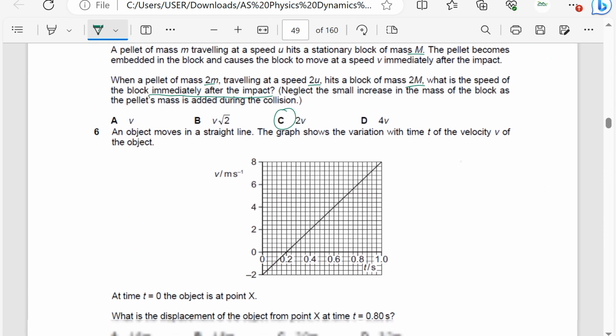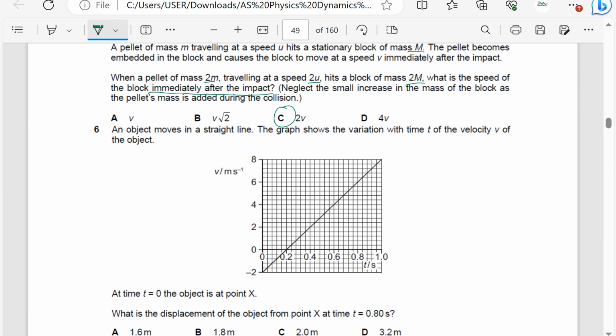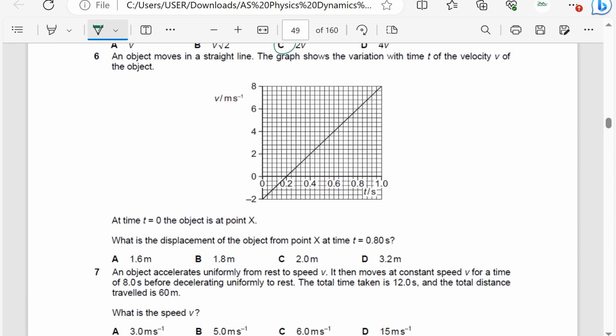An object moves in a straight line. The graph shows the variation with time t of the velocity v of the object. At time t equals 0, the object is at point x. What is the displacement of the object from point x at time t equal to 0.8? So 0.8 is here. And if it first moves in one direction, then changes direction, we want the displacement, so we shall just subtract.